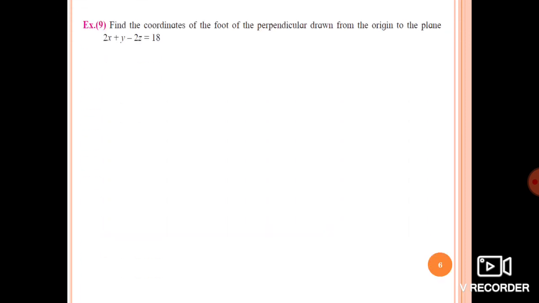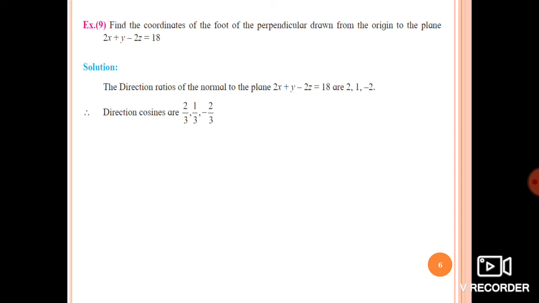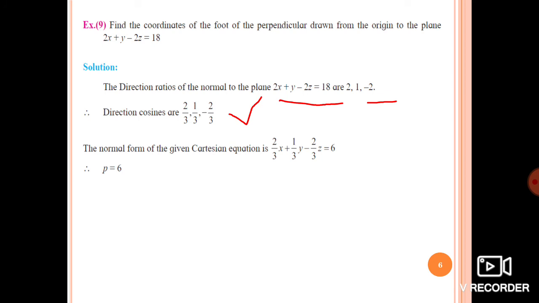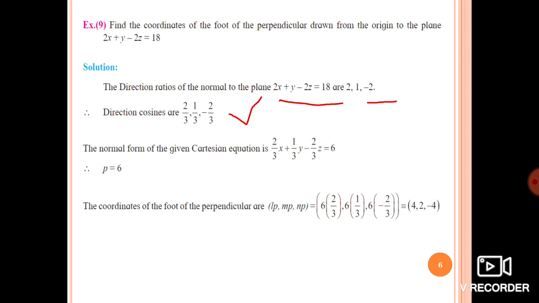Find the coordinates of foot of the perpendicular drawn from the origin to the plane 2x plus y minus 2z equal to 18. The direction ratios of the normal to the plane 2x plus y minus 2z equal to 18 are 2, 1, minus 2. Therefore, direction cosines are 2 by 3, 1 by 3, minus 2 by 3. The normal form of the given Cartesian equation is 2 by 3 x plus 1 by 3 y minus 2 by 3 z equal to 6. Therefore, we will get P is equal to 6.